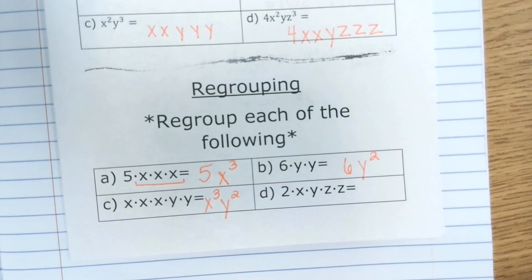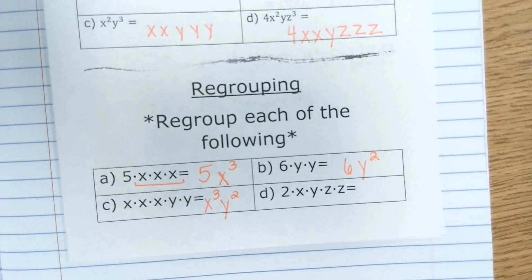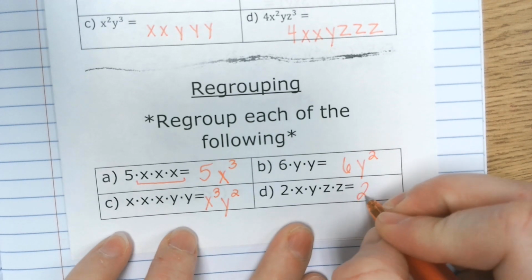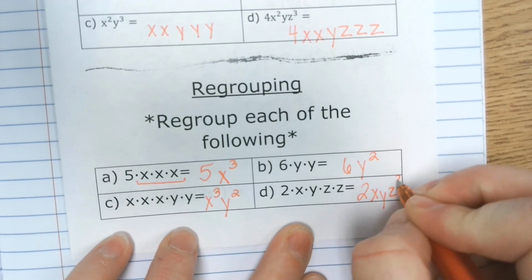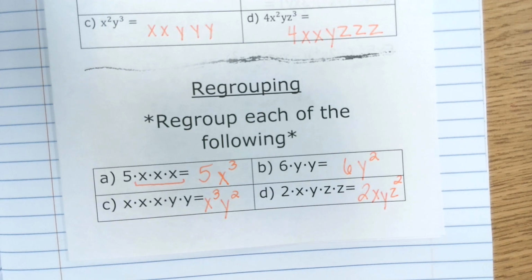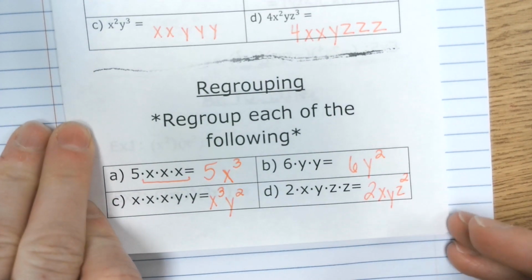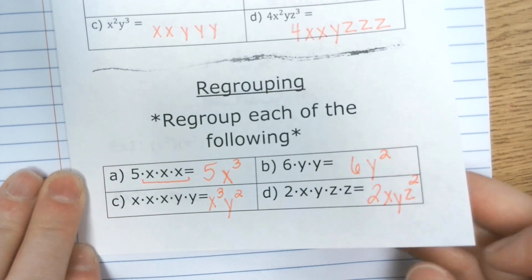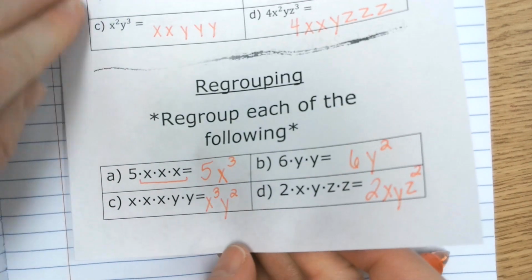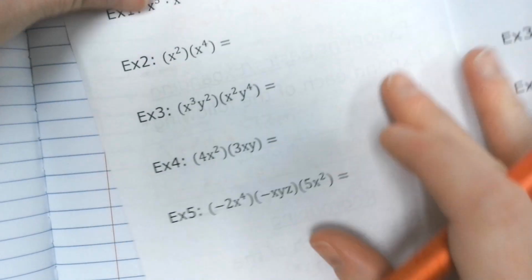Okay, there's my B and C. Check it with yours. Okay, so there is D. Okay, let's go to the next page.